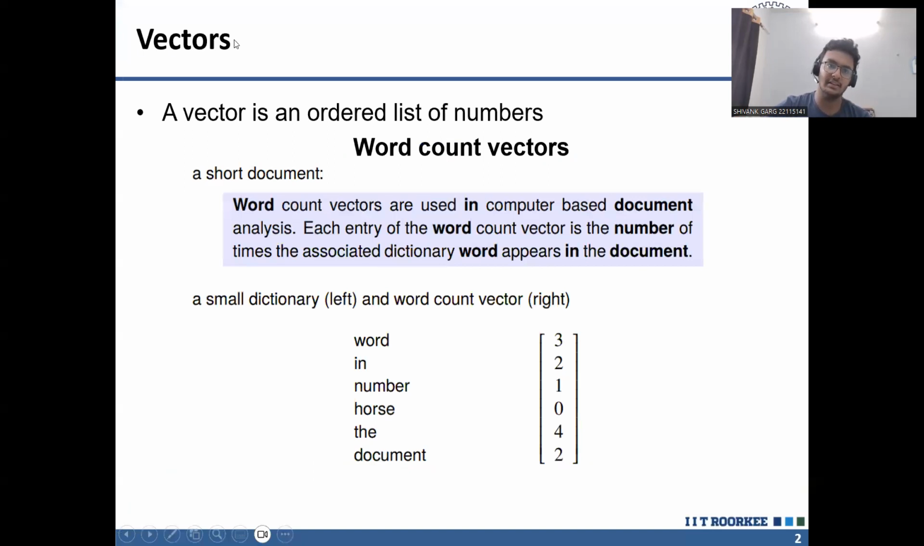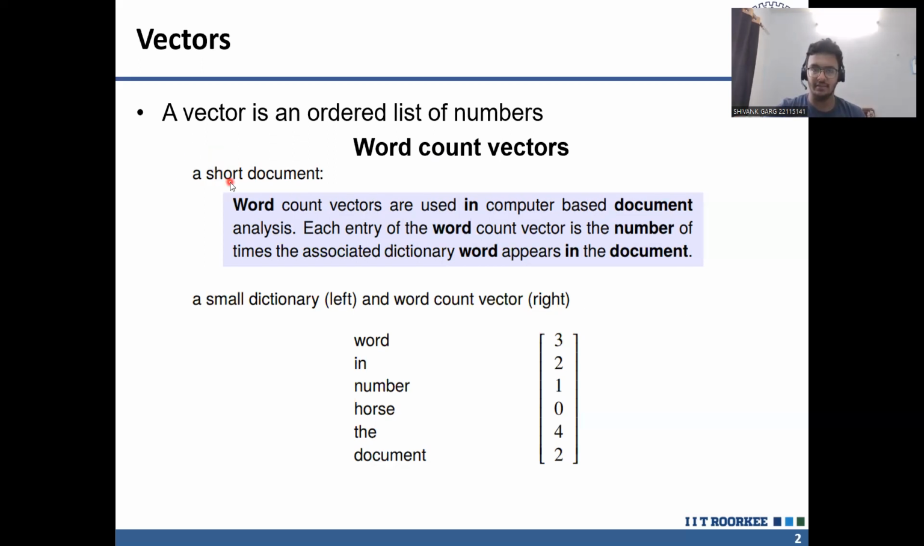So first, we will see how a vector is represented. Basically, a vector is an ordered list of numbers. What we mean by that is, if you see right here, this is a list of numbers. This is how a vector is represented. It may be represented in other formats also, like this. So basically, there are various representations of vectors. So how is it used in real life?